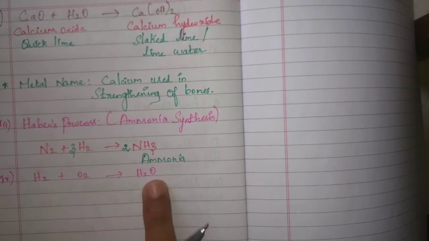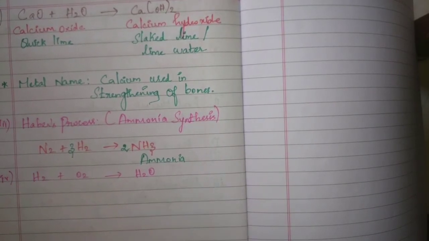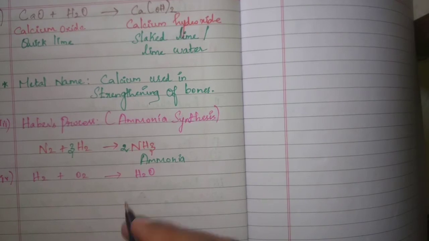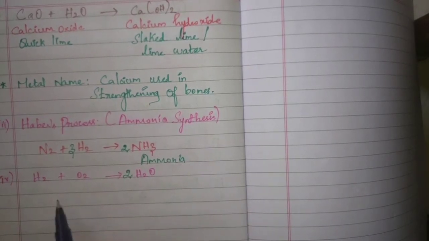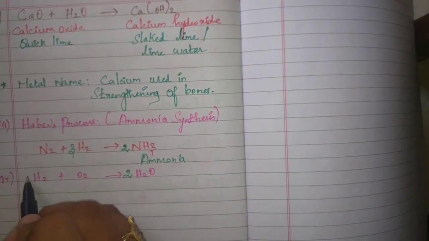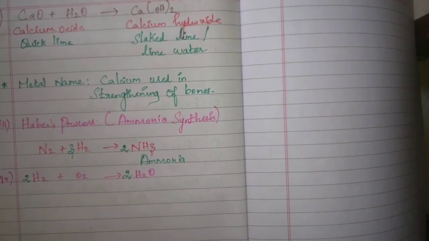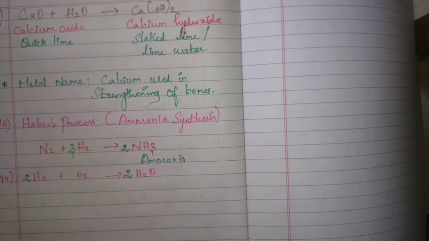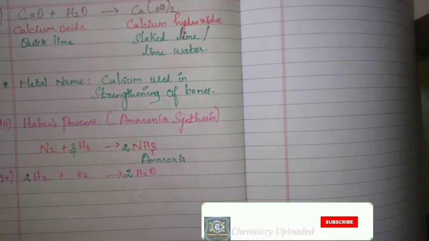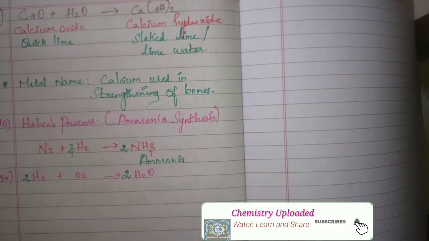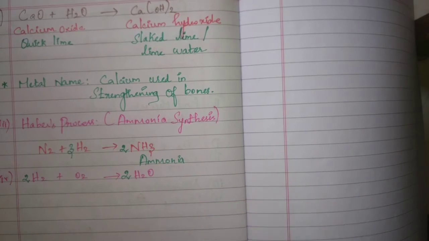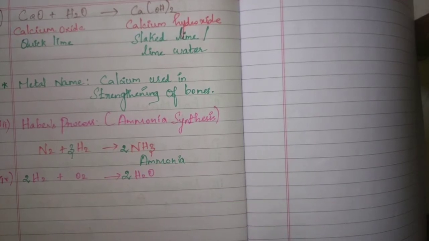Here there are 2 oxygens, here only 1 oxygen. So put 2 here. If you put 2 here, then hydrogen becomes 4. So put 2 there as well. So the formation of water is also an example of a combination reaction. So next two. These are the important examples for combination reactions, students.